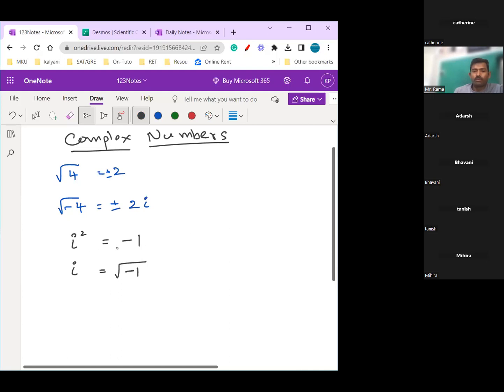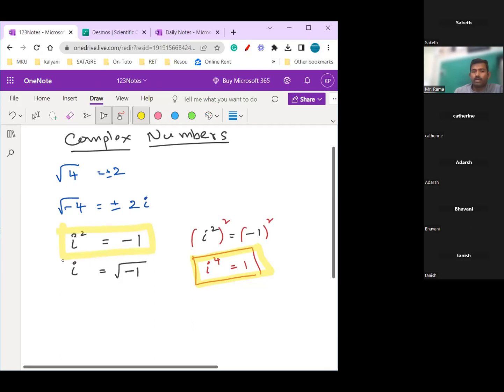In the same way, if I want to expand a little bit more, I can take this i squared, that's -1. But if I square both sides, i to the 4th exponent is going to be +1. Remember, these small rules will help you big time. i to the 4th exponent is +1, i to the 2nd exponent is -1, and i is the radical of -1. It is really important.